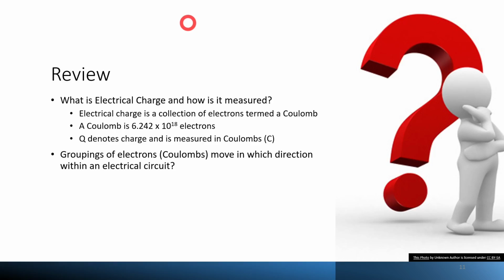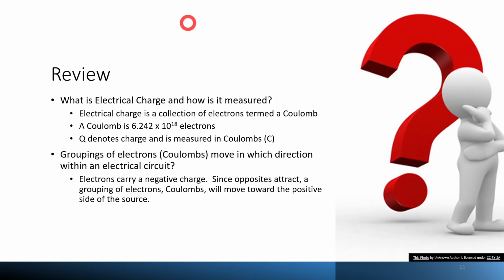Okay, groupings of electrons or coulombs move in which direction in an electrical circuit? Again, if you want to pause, answer for yourself, I'll give you just a moment. Okay, electrons, which are negative in charge, are attracted to their opposite, which is the positive. So the groupings of electrons or coulombs will move to the positive side of the source. In our previous example, it was the battery, but it could be a power supply as well.